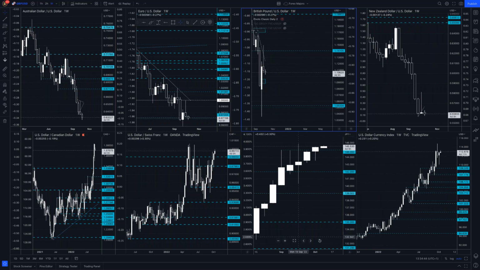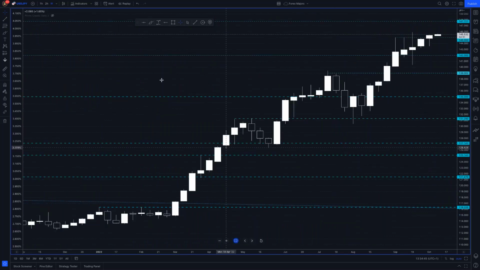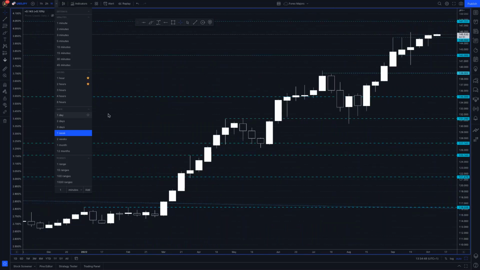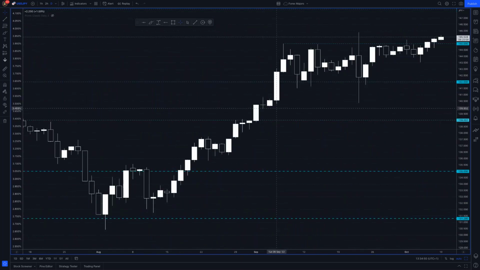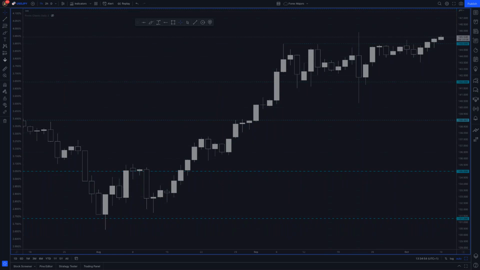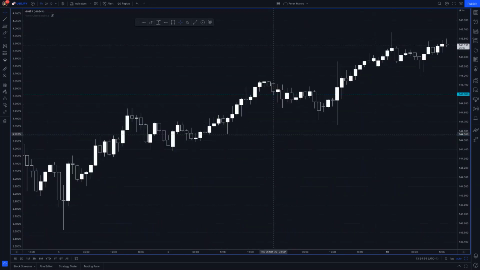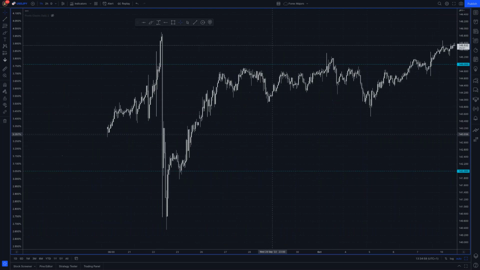Dollar yen, I just want to briefly cover that now. Now, with the dollar yen, remember the intervention from the Bank of Japan, 22nd of September, if memory serves me right. You can see here that big intervention.